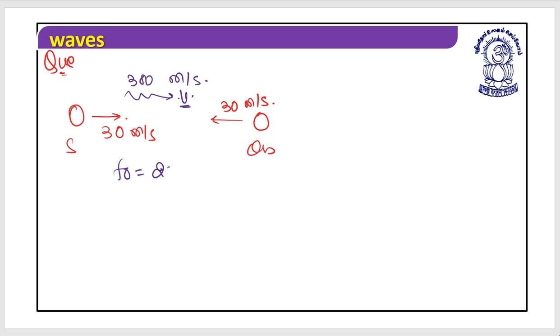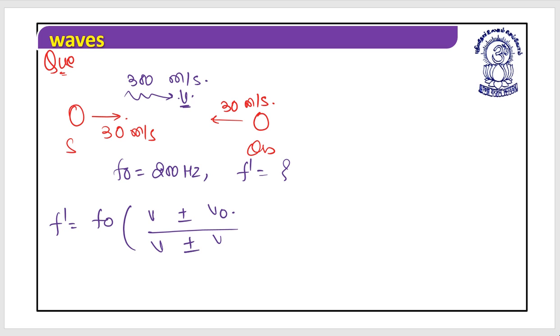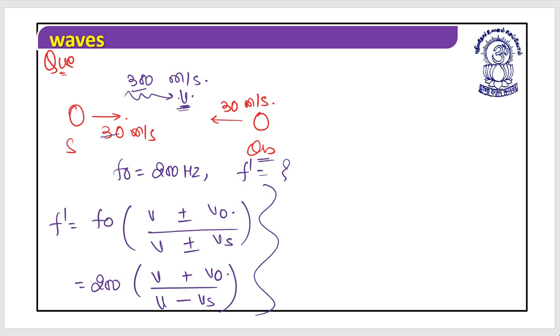The original frequency is 200 hertz, and I have been asked to find the f dash. Then I can write f dash is equal to f naught into bracket v plus minus v naught divided by v plus minus vs. So this is 200 divided by, this is the observer which is moving in the opposite direction to the velocity of the wave, so it's v plus v naught, divided by, these two are moving in the same direction, so this is v minus vs.